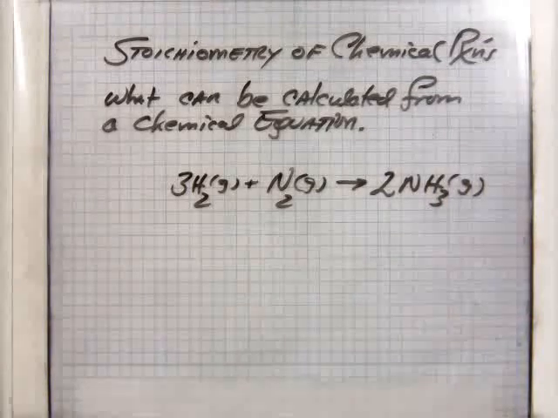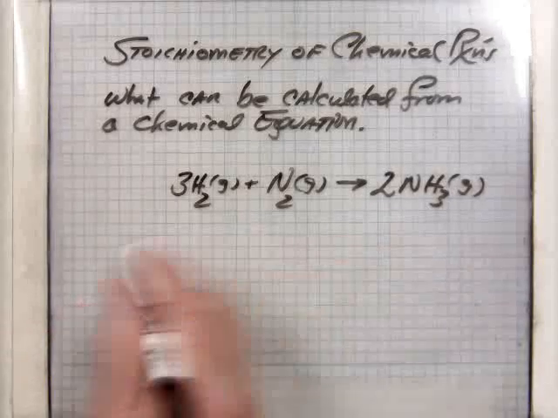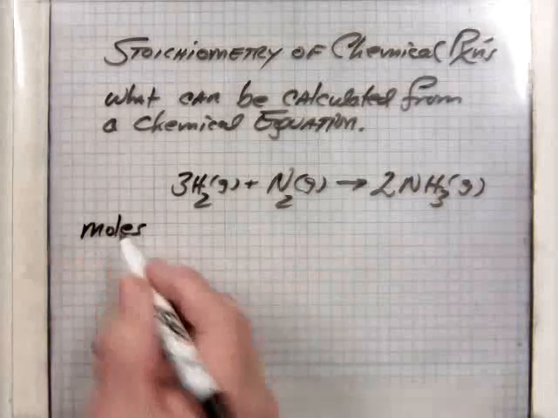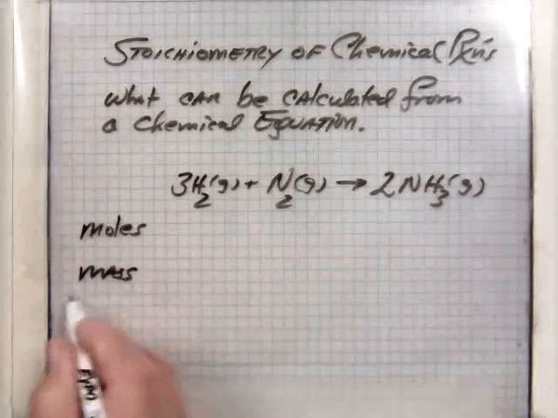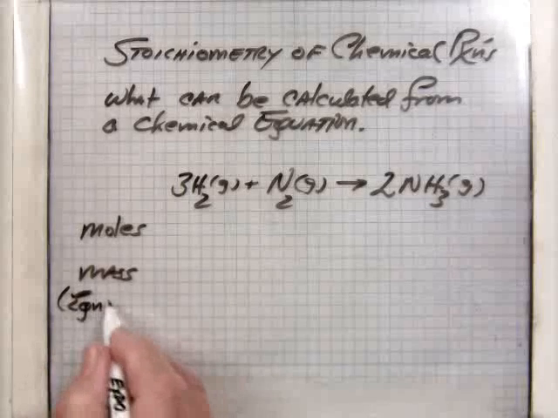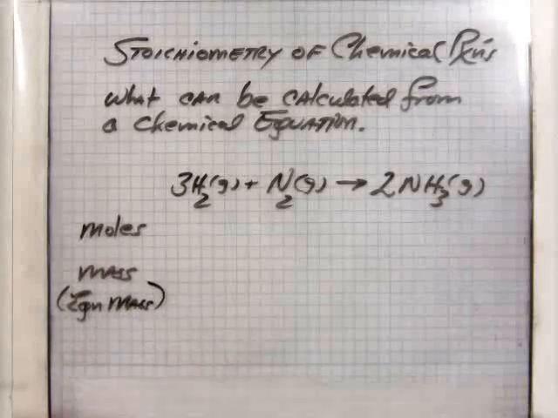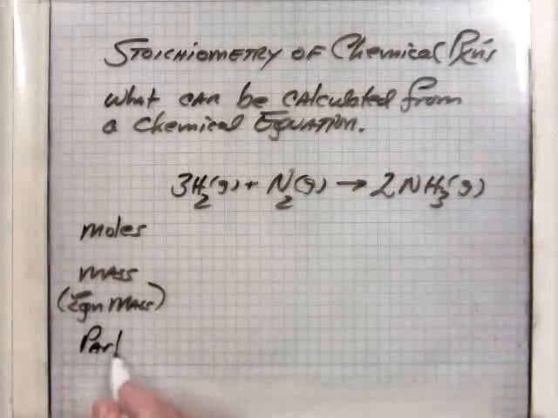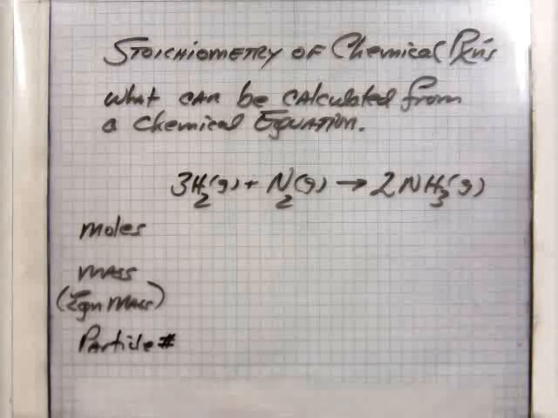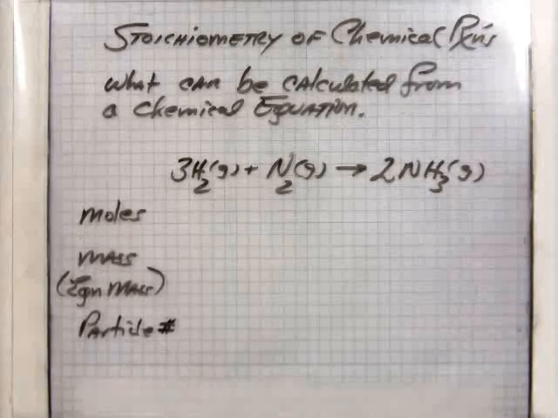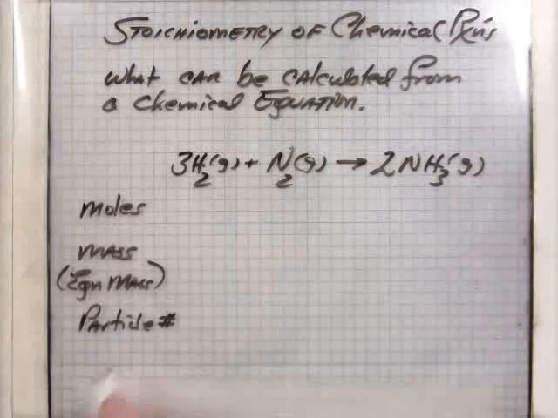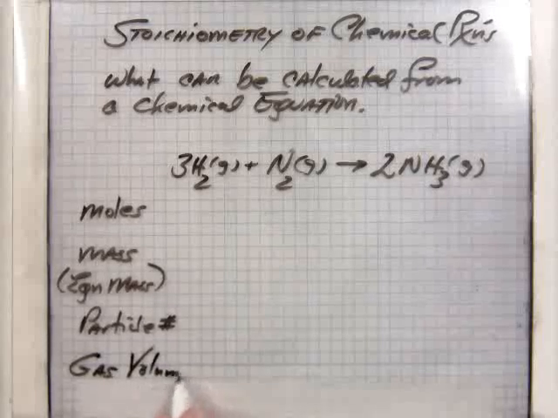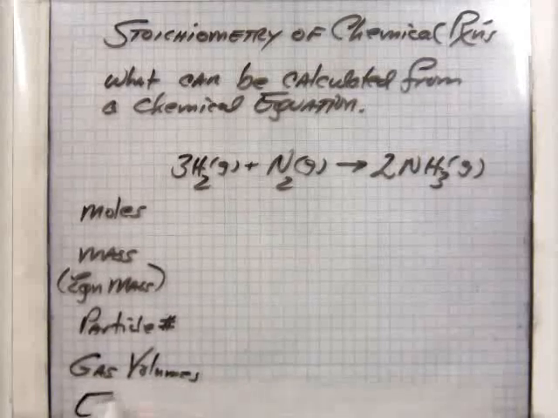chemical equation? And the list is very straightforward in terms of what you can calculate: moles and mass. In general, that's equation mass. Particle numbers, gas volumes, and energy values.